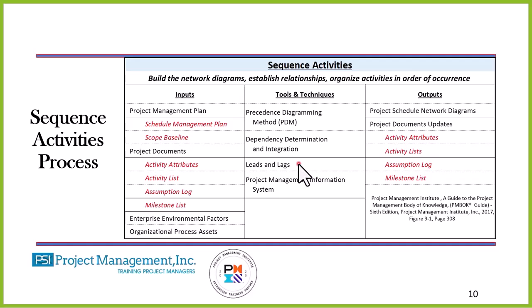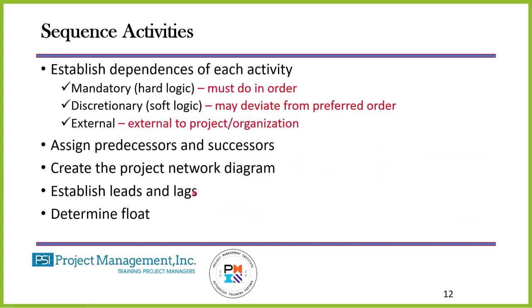And then, of course, project management information system is where you're going to store all of your projects. And the output, project schedule network diagram. And we have project document updates, progressive elaboration. As I'm doing this process, I learn more and I update to reflect what I have learned in the appropriate plans and documents that are impacted. Sequence activities is what we're talking about. Project network diagram. Establish the dependencies of each activity.